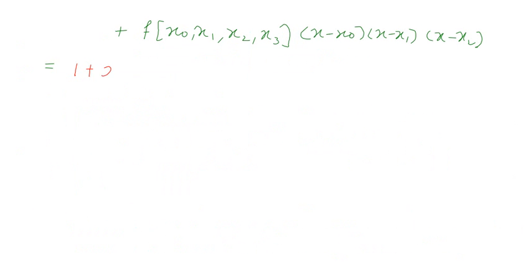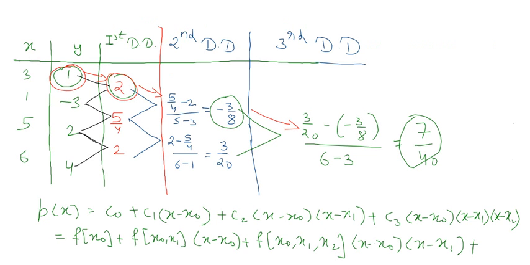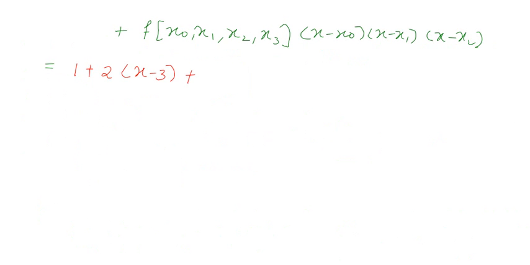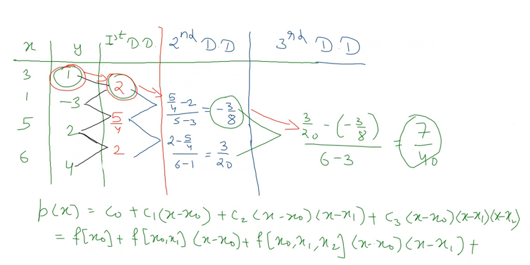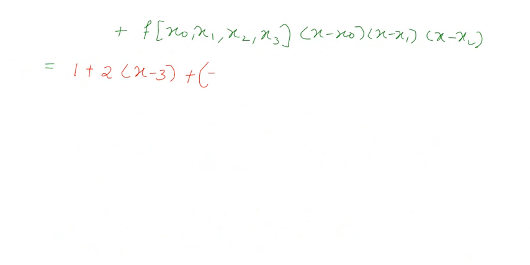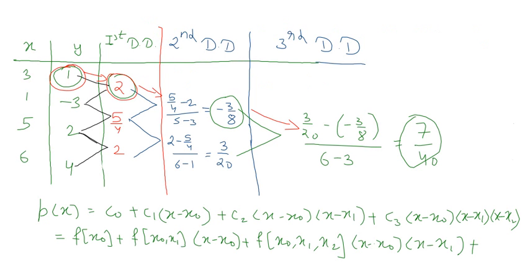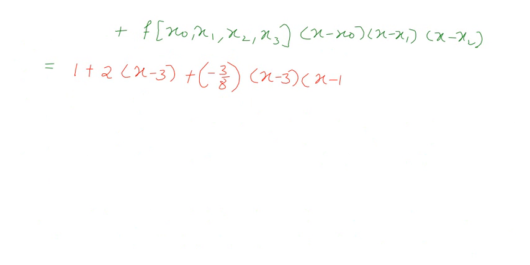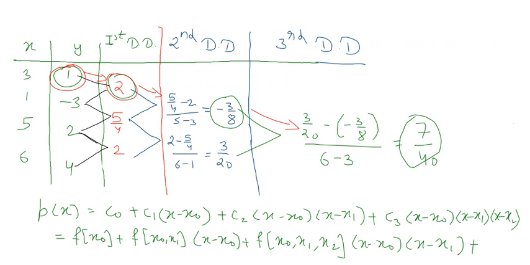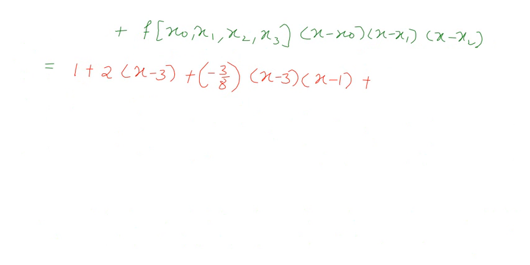So C1 is 2 times x minus x naught, that is x minus 3, plus the second divided difference, which was minus 3 by 8, so minus 3 by 8 times x minus x naught into x minus x1, that is x minus 1, plus C3, that is 7 by 40 into x minus 3 into x minus 1 into x minus x2, x2 is 5, so x minus 5. So this will be the corresponding Newton's polynomial.